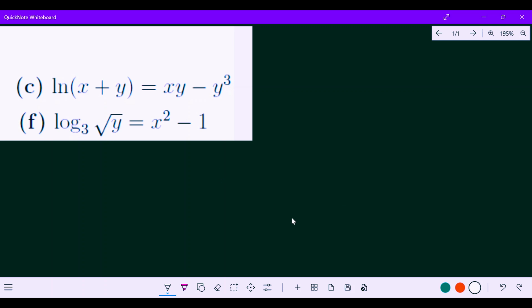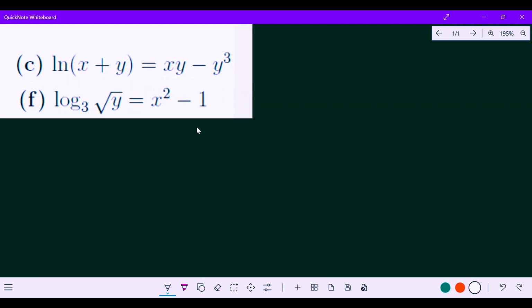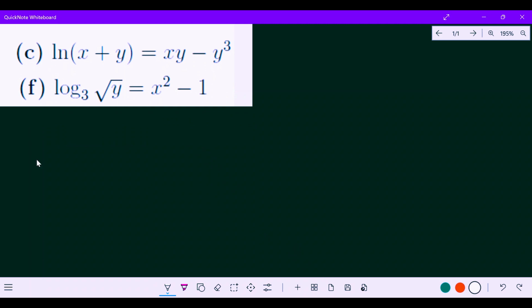Okay, so let us look at problem C. This is our next problem that we are going to focus on. The question is: natural log of (x plus y) equals xy minus y cubed. We want to find the first derivative of this problem.